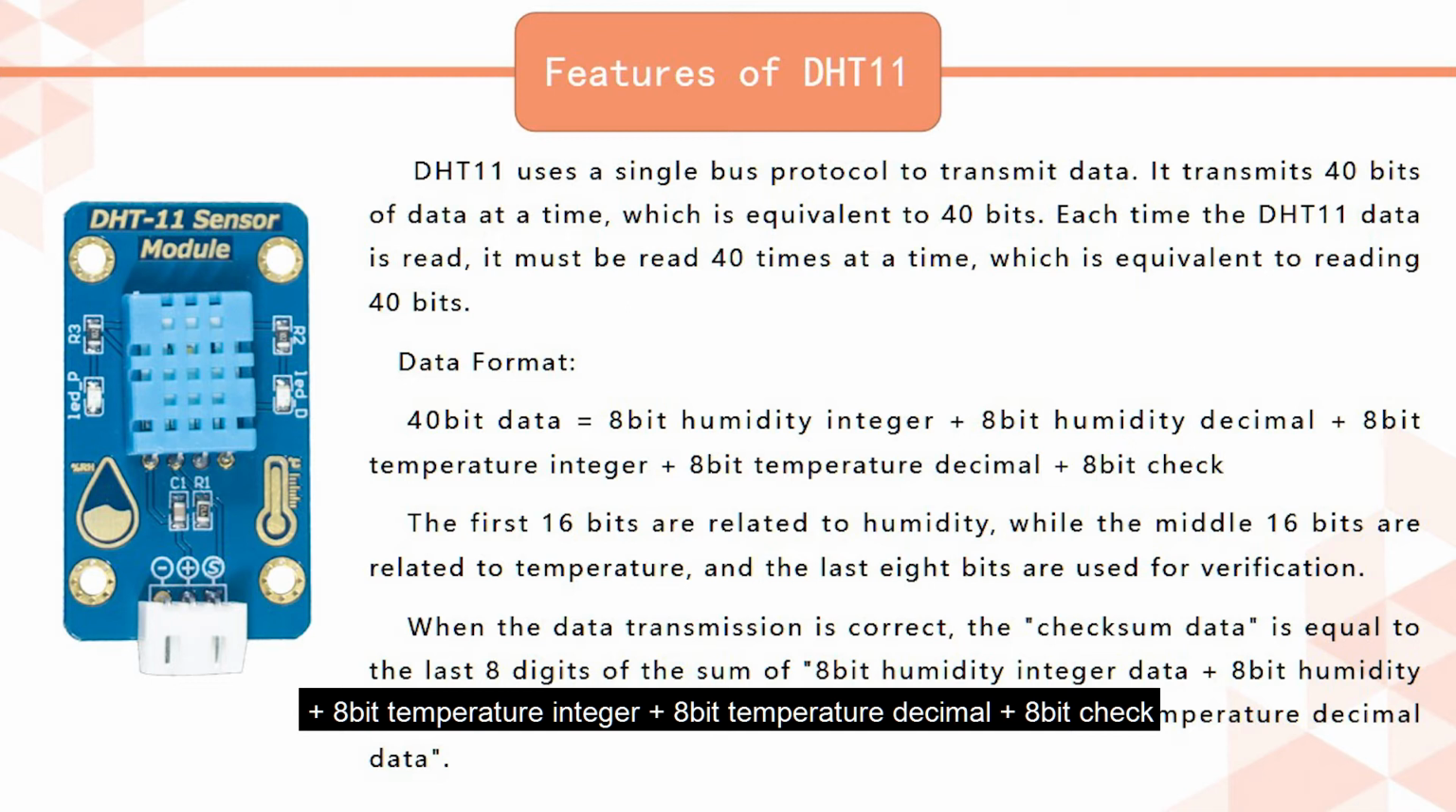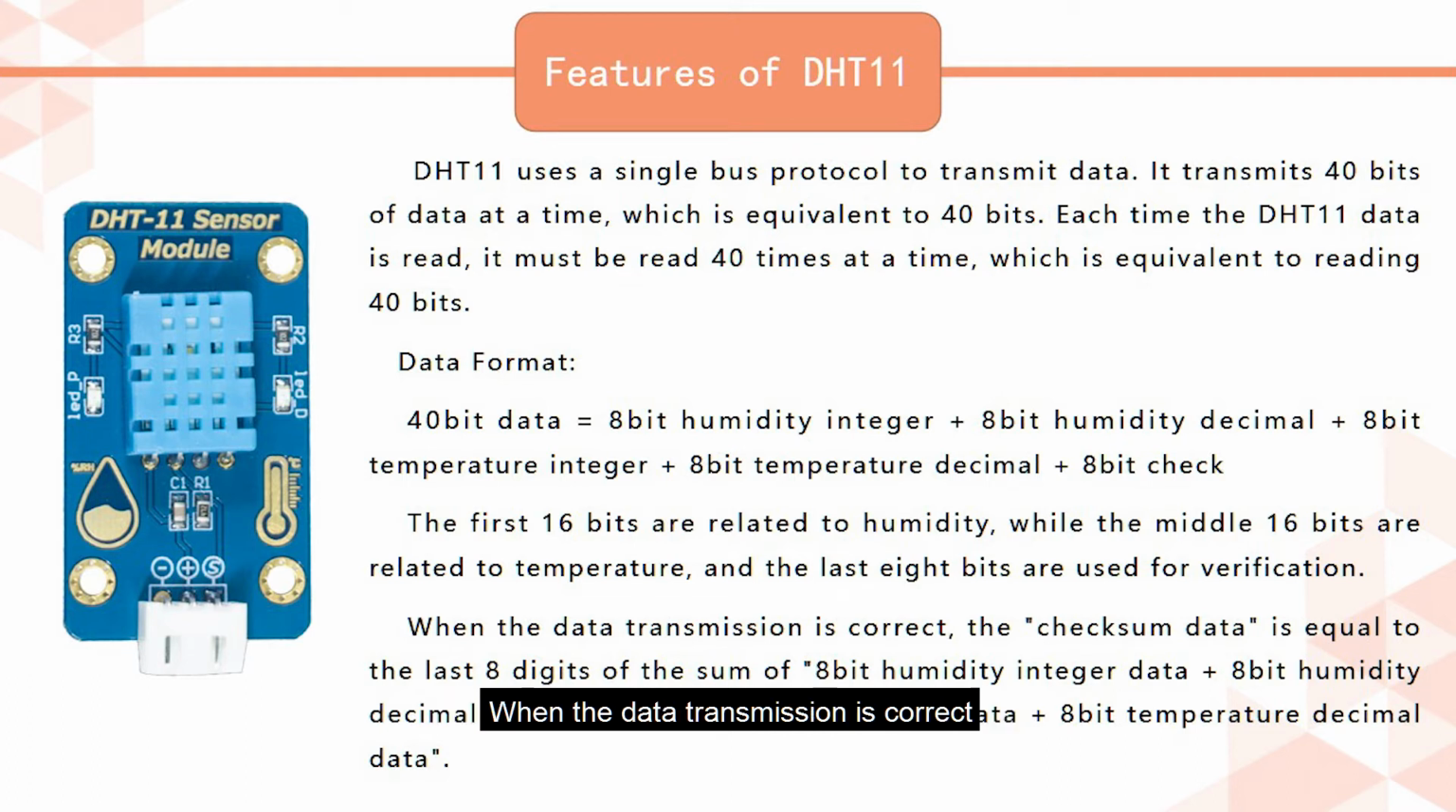Data format: 40-bit data equals 8-bit humidity integer plus 8-bit humidity decimal plus 8-bit temperature integer plus 8-bit temperature decimal plus 8-bit check. The first 16 bits are related to humidity, while the middle 16 bits are related to temperature, and the last 8 bits are used for verification.